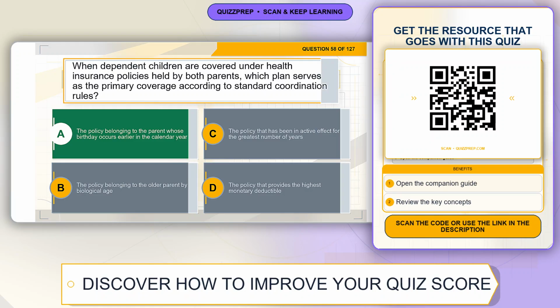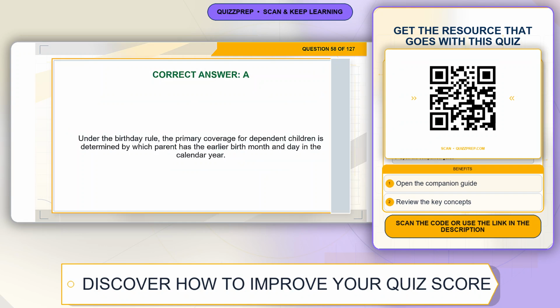The correct answer is option A, the policy belonging to the parent whose birthday occurs earlier in the calendar year. Explanation. Under the birthday rule, the primary coverage for dependent children is determined by which parent has the earlier birth month and day in the calendar year.